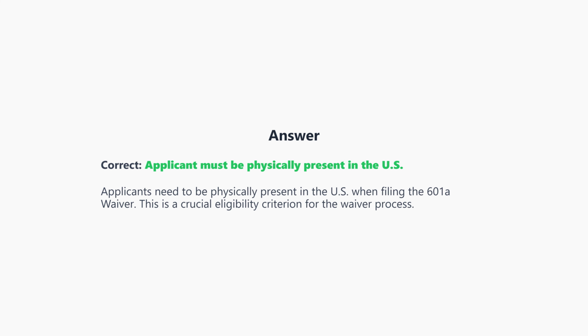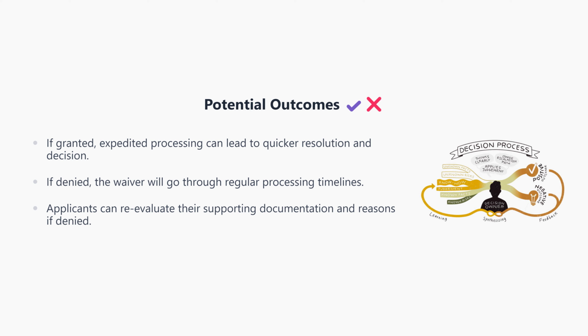The correct answer is that the applicant must be physically present in the U.S. when filing the 601a Waiver. This is indeed one of the critical eligibility requirements for this process. When a request for expedited processing is made, if it's granted, this can significantly expedite the timeline for both review and decision of the waiver application.